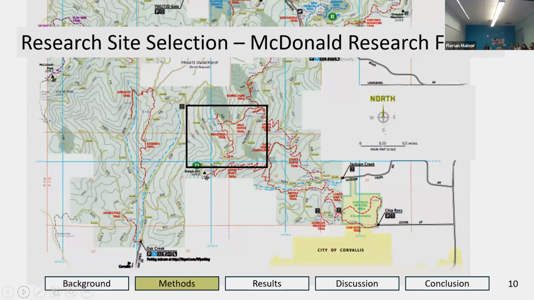I conducted my research at the OSU's McDonald Research Forest, which is just north of Corvallis, Oregon. Corvallis there is in yellow on the map. And the sites that I conducted my study at are all within this black rectangle. So now that you can see the extent of the forest and where it's located in regards to Corvallis, I'm going to zoom in on that location.